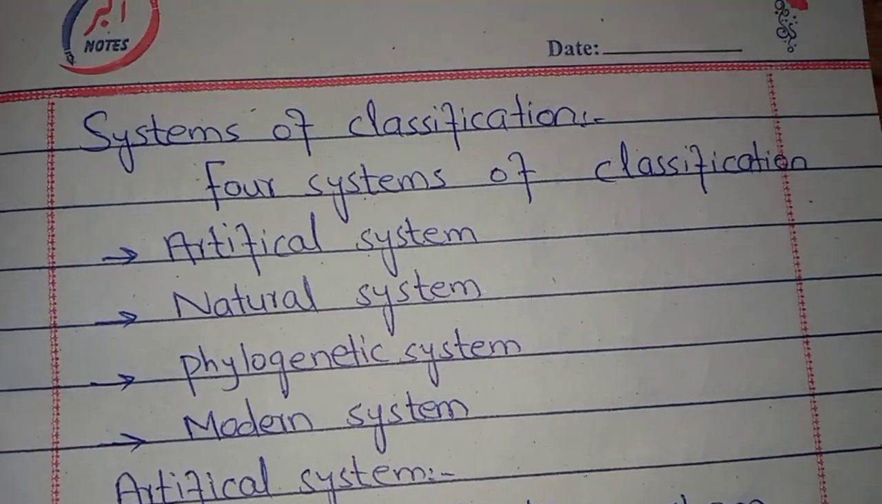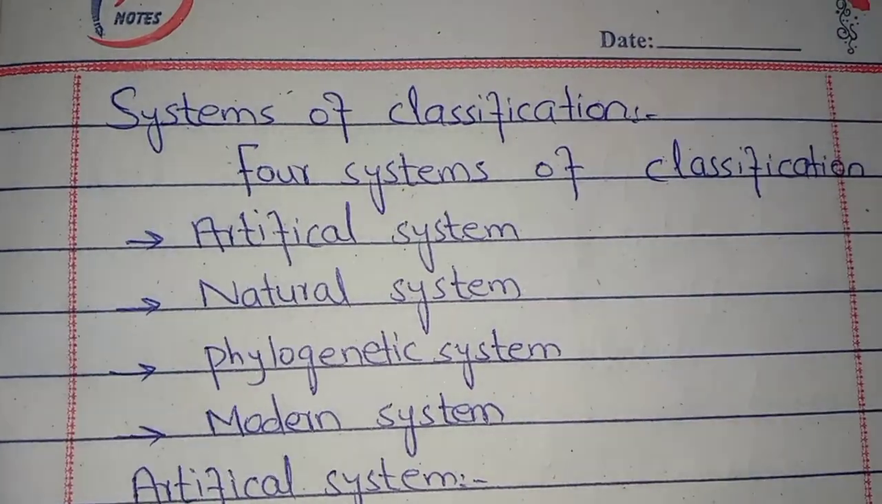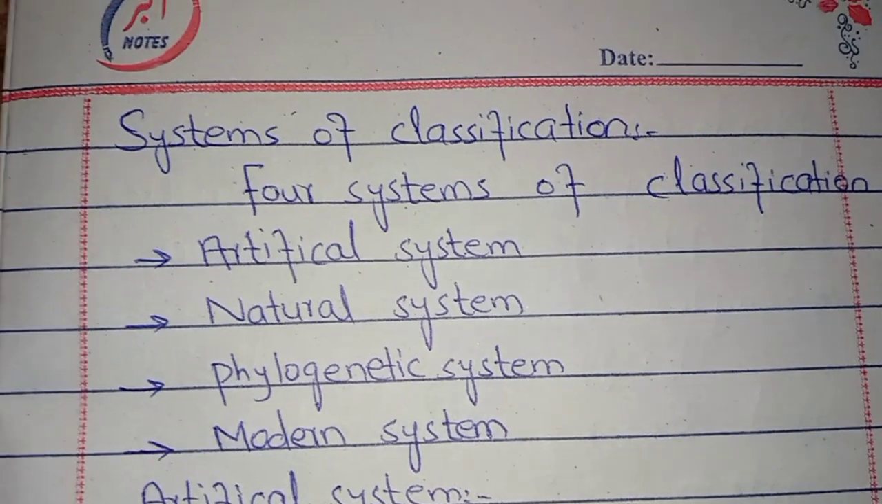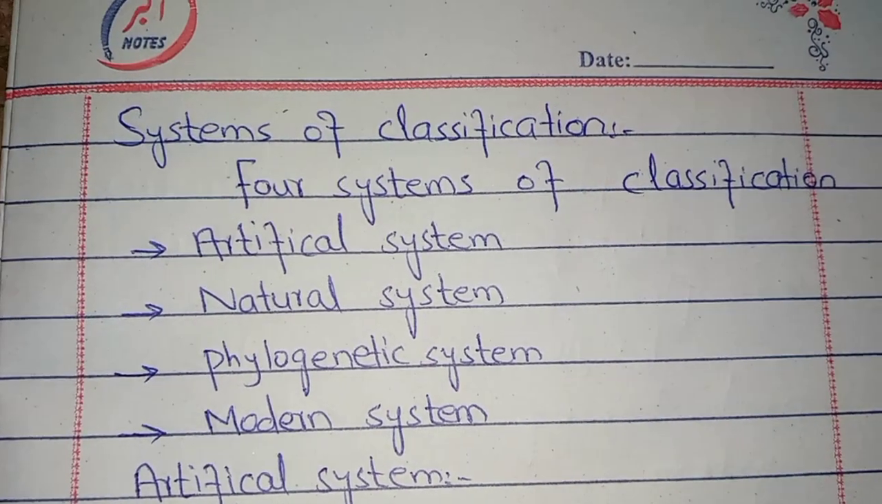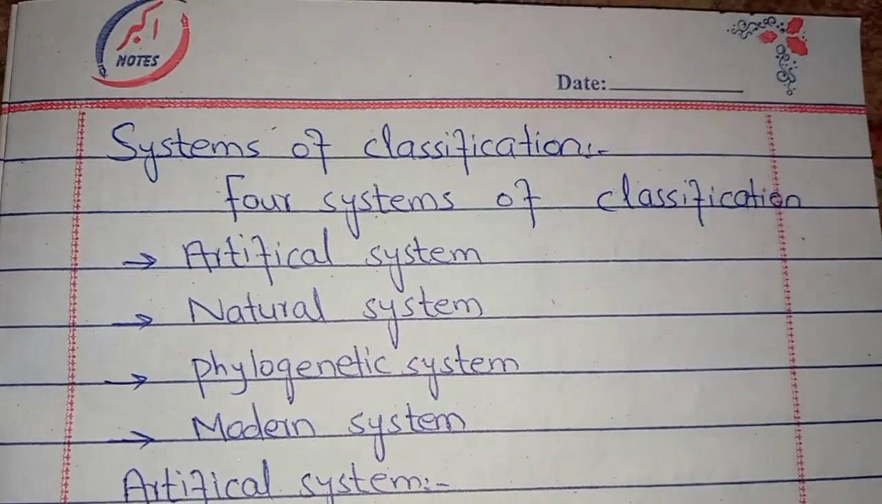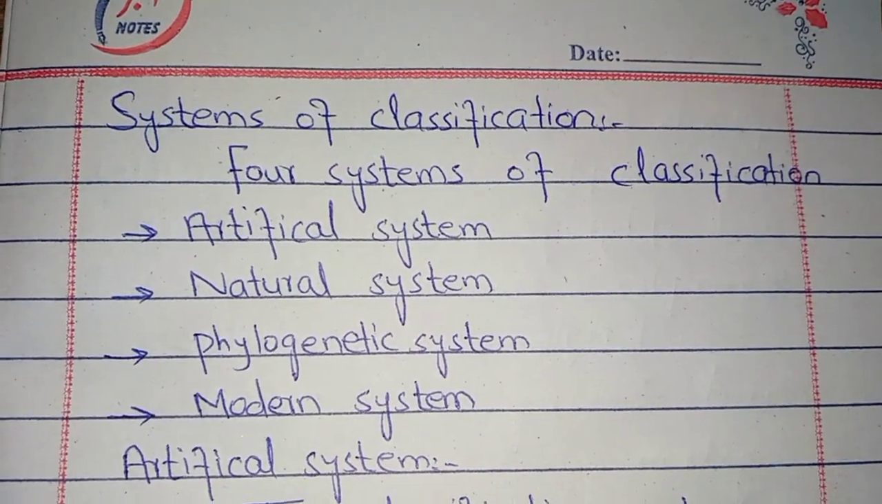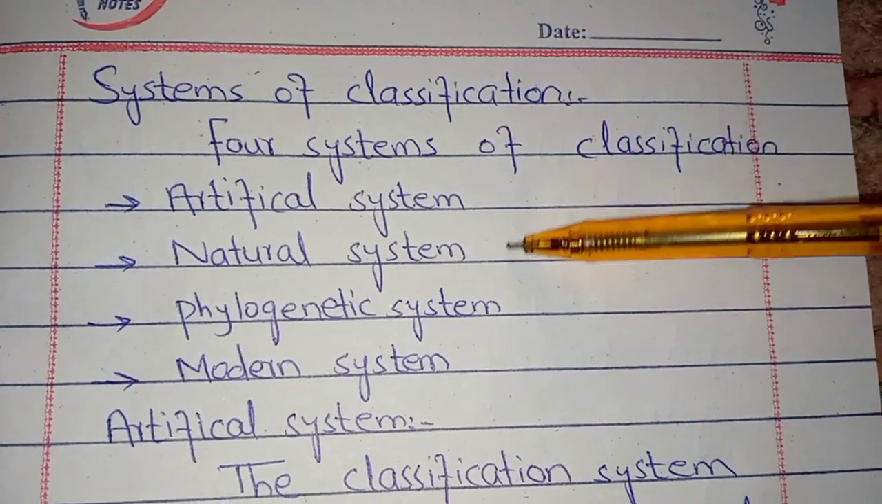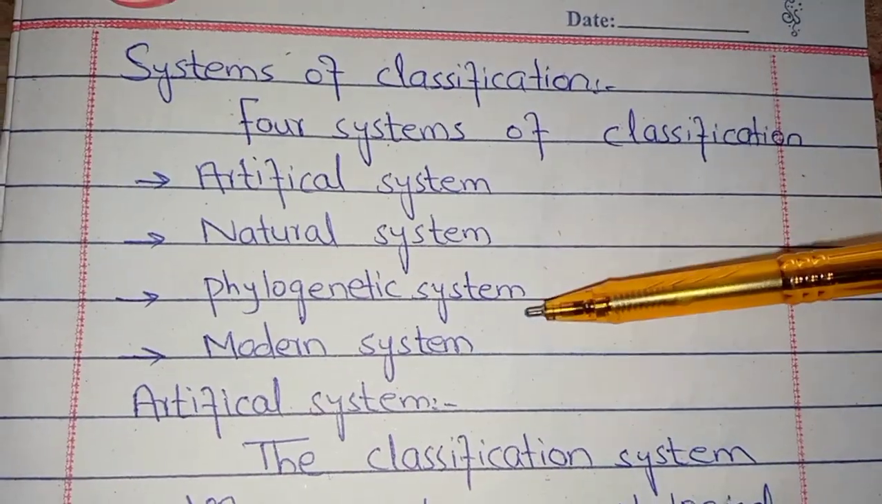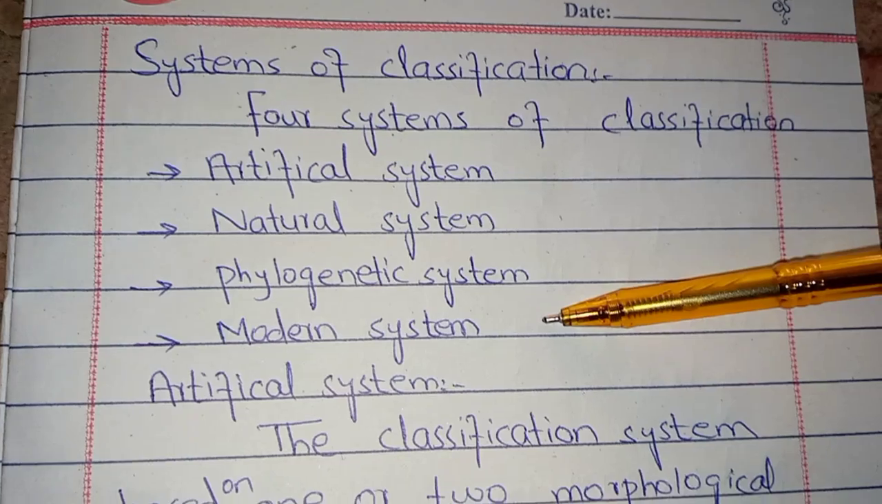Today our lecture is about systems of classification. The systems of classification of plants are based on morphological characteristics, phylogenetic relationships, and other studies on which plants are classified. We have four systems of classification: artificial system, natural system, phylogenetic system, and modern system. We discuss one by one.